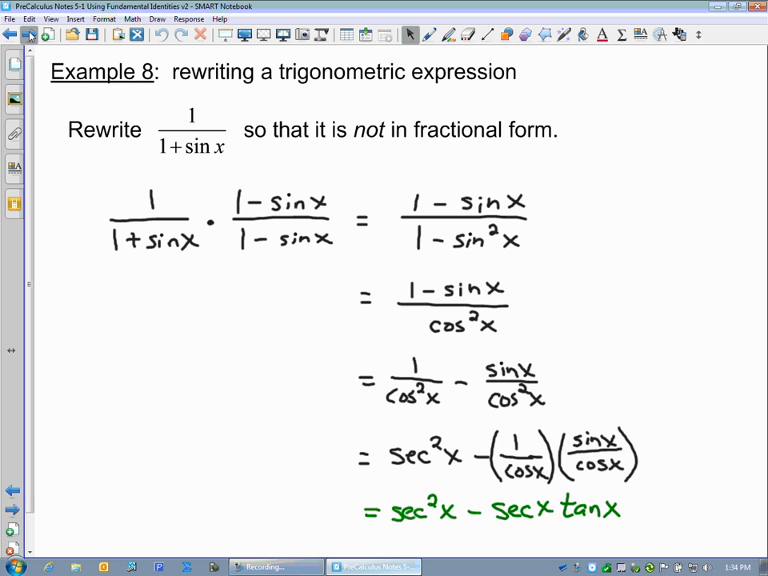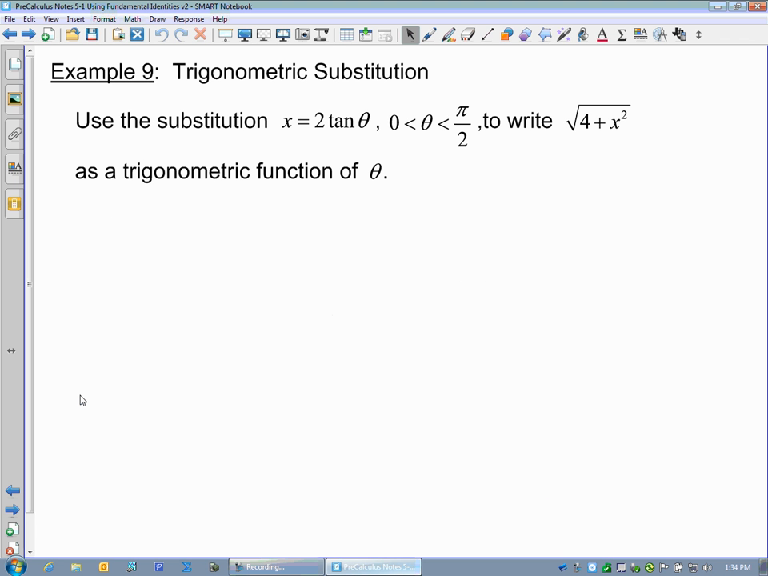Alright, in the last example, this is going to be trigonometric substitution. They want us to use the fact that x equals 2 tangent of theta, and theta is between 0 and pi over 2, in other words, the first quadrant, to write this expression as a trigonometric function of theta. This is sort of planting the seed for the process you're going to be doing for integration, trigonometric substitution for integration. So we're going to look at the algebra, but then I also want to show you the geometry here.